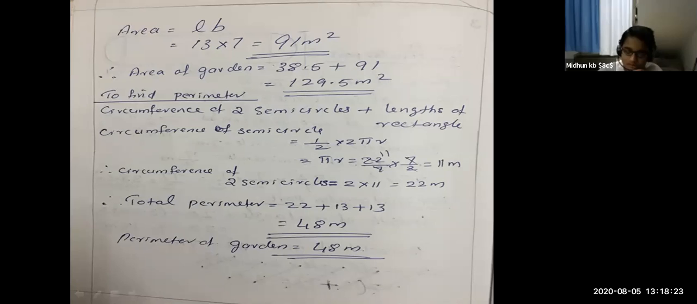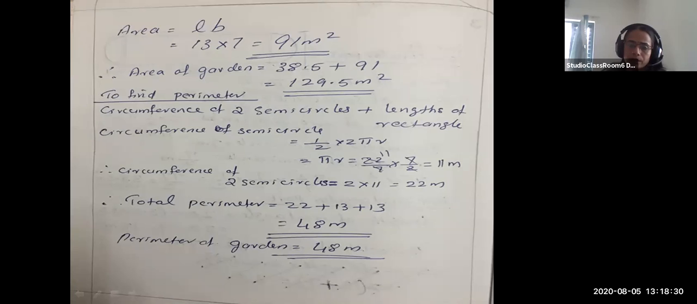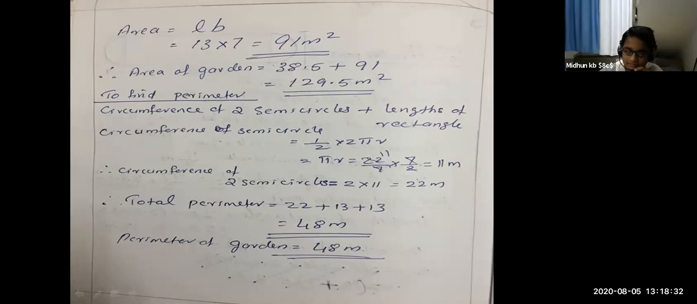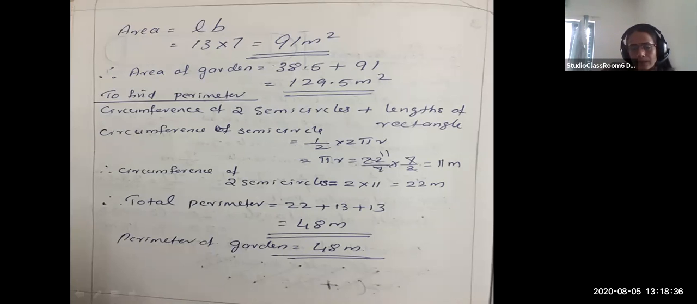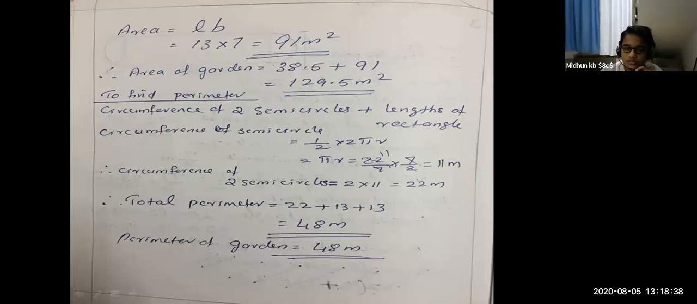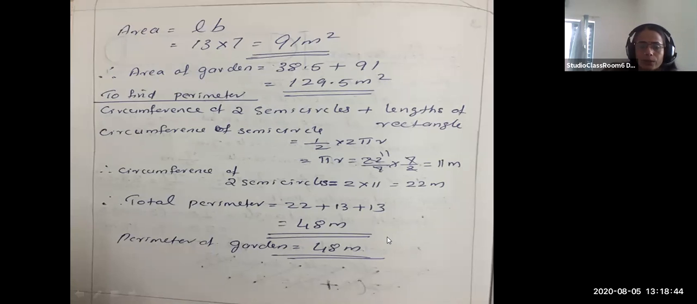Ma'am, in this question, we should find the breadth? No, breadth is given, 7. Ma'am, length is given, 20. So we should multiply 20 into 7, no? No. The length of the rectangle is not 20. I will show you. Take your figure. Your figure is with you now.